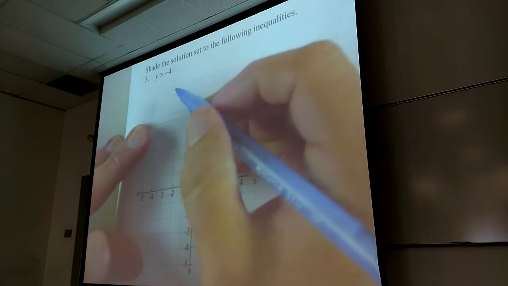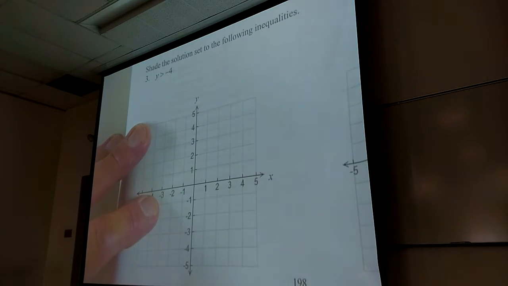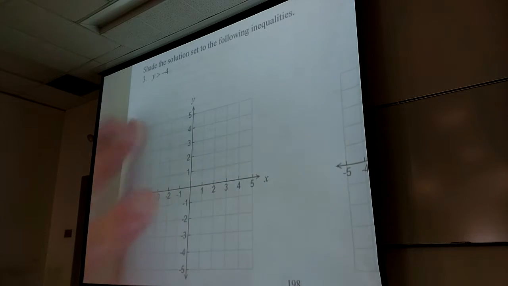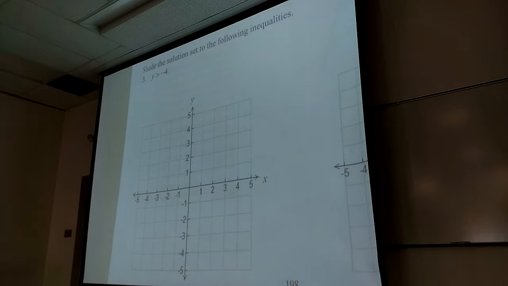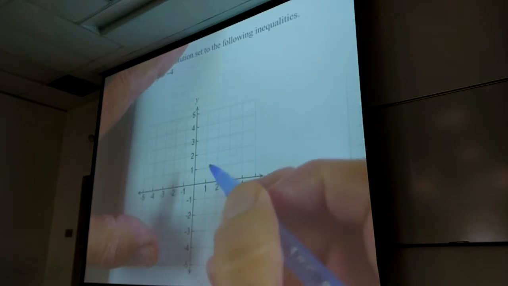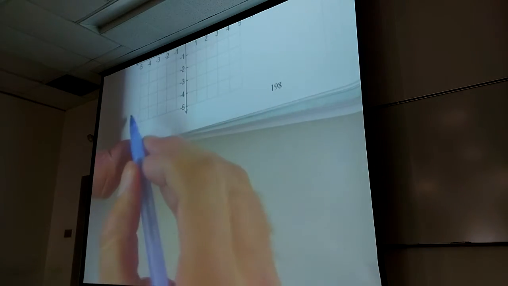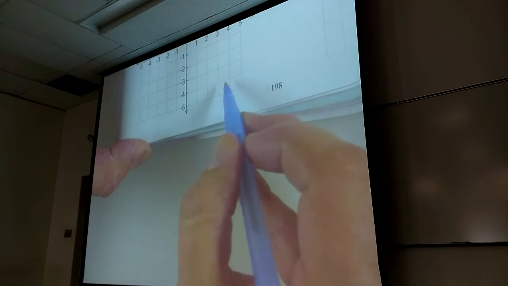So the weird thing about this is there's a missing x. So what would y equal negative 4 look like? Alright, so y has to stay the same. What happens if y changes? How do I move if y changes? Up and down. If y has to stay the same, I can't go up and down. I can only go this way. So y equal negative 4 would be a horizontal line here. It's going to have to be dotted.